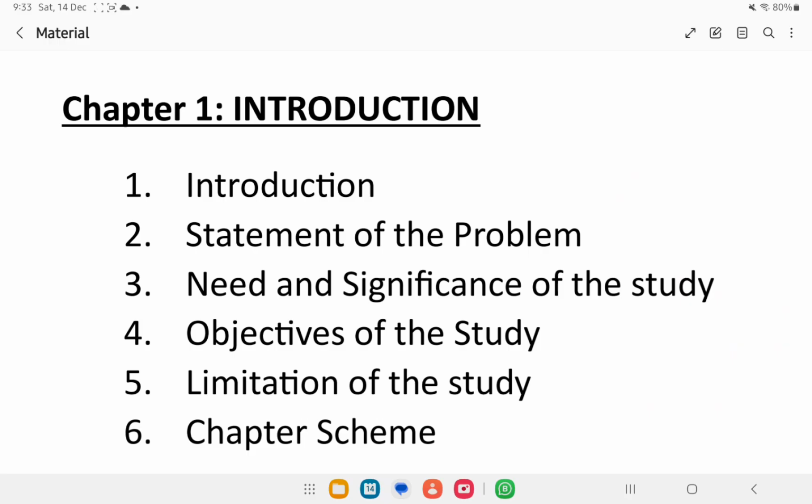So it is up to your creativity. At the same time, make sure you stop where you find your capacity ending. You don't go beyond your capacity. Make sure you are doing your research within the possible level. Don't go beyond that. Then finally, we should state the limitation of a study.